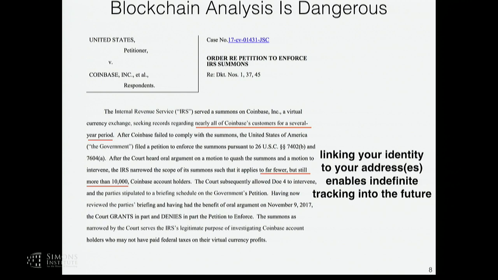Feel free to stop me when you have questions. Any questions so far? Yes. It doesn't seem like it's any worse than the system now, where I give my name and my credit card number. Great question.